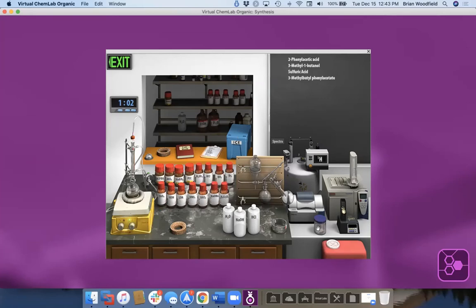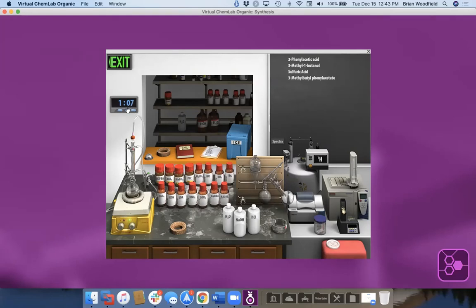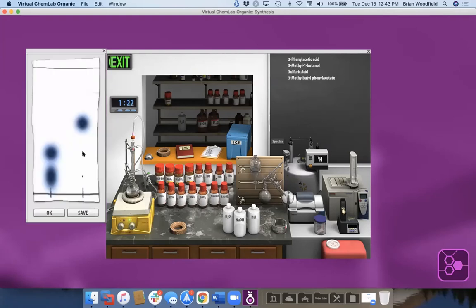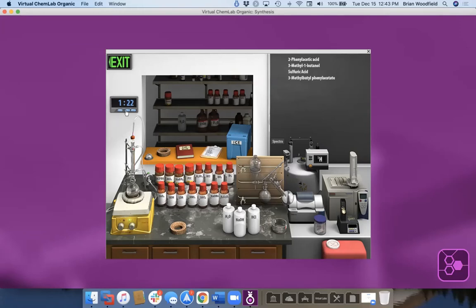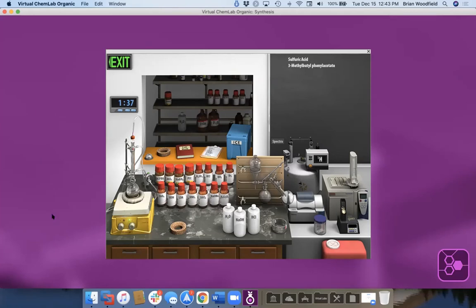So notice here that if I do a TLC, spots are getting smaller, but the reaction is going to slow down as I go. So I'm going to go 10 more minutes. So my spots are really small. These spots represent how much product there is. And then I'll just go 10 more minutes and I'm done. Verify I'm done with this. And so now I'm done.